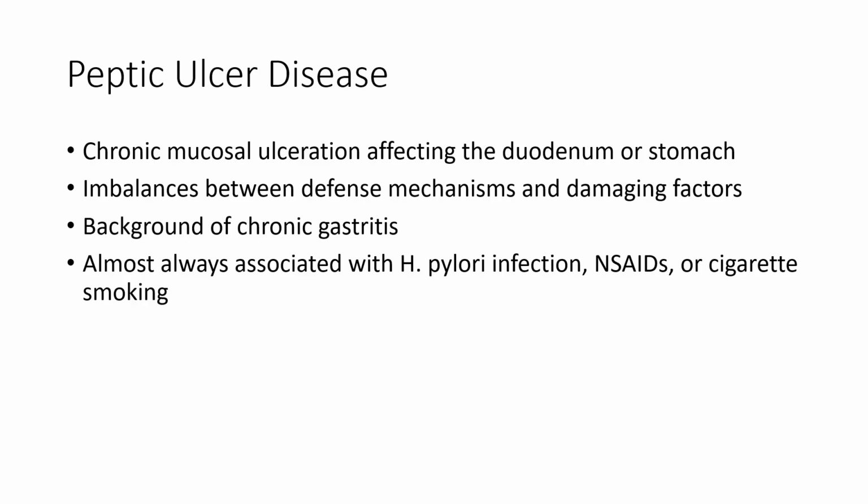Peptic ulcer disease results from imbalances between defense mechanisms or protective factors and damaging factors that cause chronic gastritis. So the patients usually have chronic gastritis, and the cause mostly is H. pylori infection. Other causes include NSAIDs, cigarette smoking. But the most common cause is H. pylori infection, and the most common location for a peptic ulcer is the proximal duodenum. Another location for a peptic ulcer is the gastric antrum. So within the duodenum, it occurs within the proximal duodenum, and within the stomach, it occurs within the antrum.